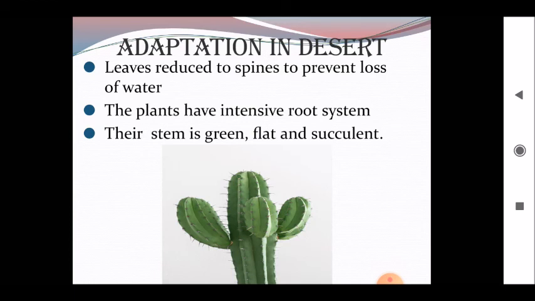The plant has an extensive root system. Extensive means roots penetrate deep into the ground for absorbing water. And the stem is green, flat and succulent. Succulent means fleshy and juicy. Or you can say the stem stores water and performs the function of photosynthesis.